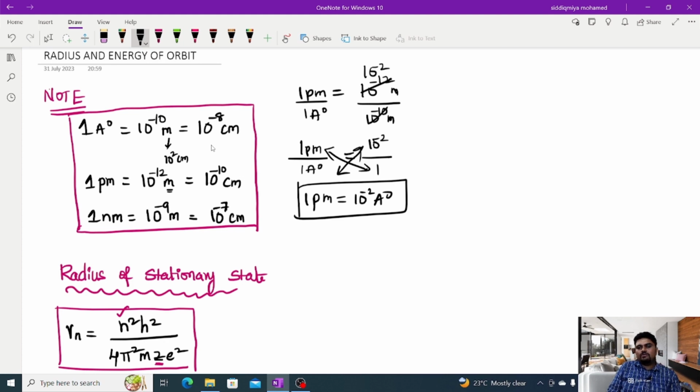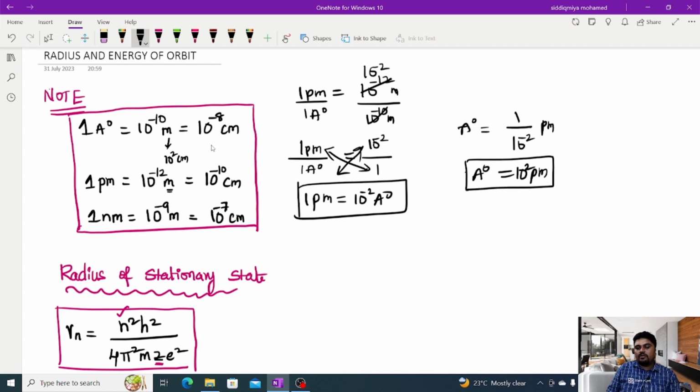From this one we can write, if you want angstroms, 1 angstrom is equal to 1 by 10 power minus 2 picometer. Then 1 angstrom is equal to 10 power 2 picometer, you can write.